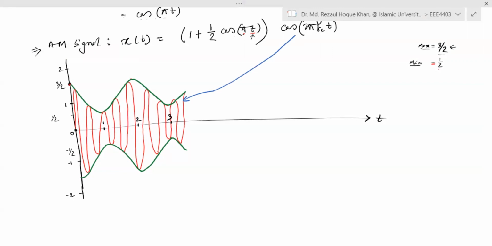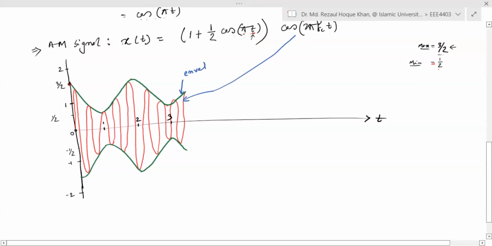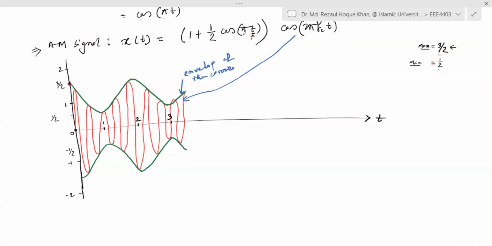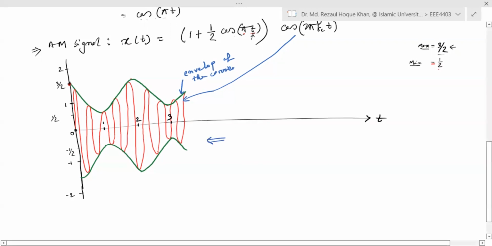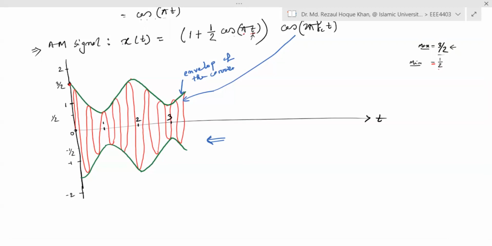Now, this portion is called the envelope of the carrier. So we can see in this picture that the amplitude of the carrier is modulated by the message. Therefore, the envelope of the carrier contains the information about the message signal.